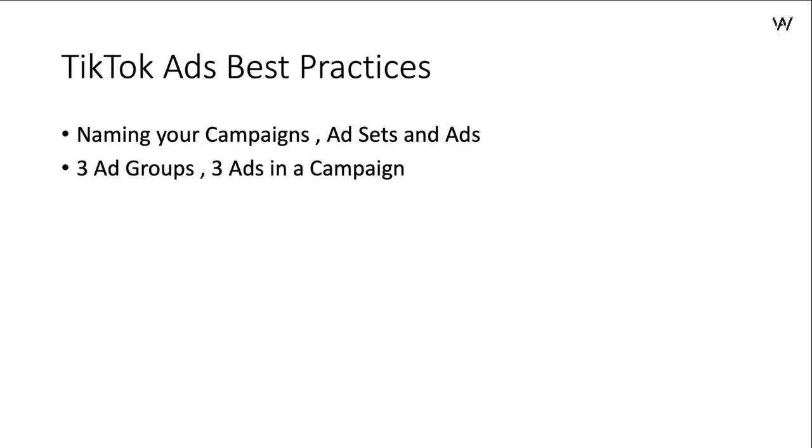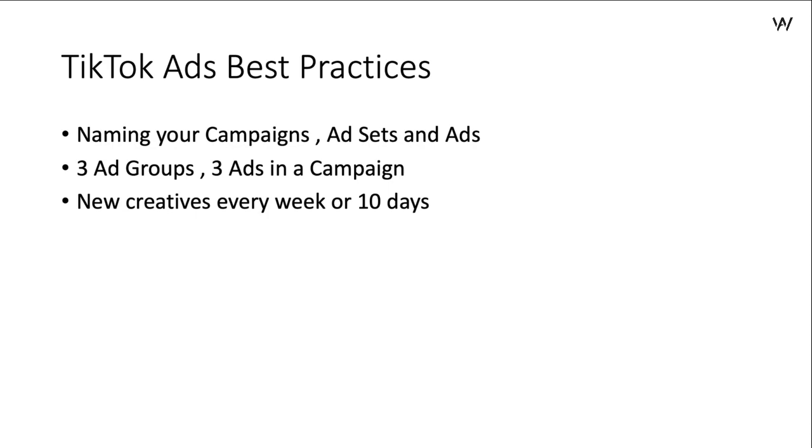Second one is ensure that whenever you create a new campaign, you have at least 3 ad groups and 3 ads in a campaign. What happens here is if you have only one ad group or one ad, you do not give TikTok enough room for testing. So you need to give more options to the algorithm so that they can find your audience better and test different options with the audience. Whatever option works best, you can use that one later on.